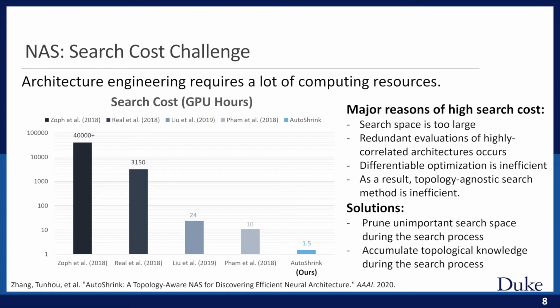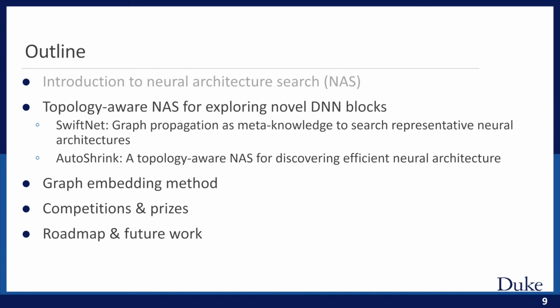And this is, in fact, aligned with the goal of what we call topology awareness: to accumulate graph-level topological knowledge in the search space, and then eventually speed up the search process. So this is a general introduction to the basics of NAS. In the following, I will extend my talk to our topology-aware NAS methodologies. More specifically, here I will present two approaches that follow this methodology. We name them SwiftNet and AutoShrink.